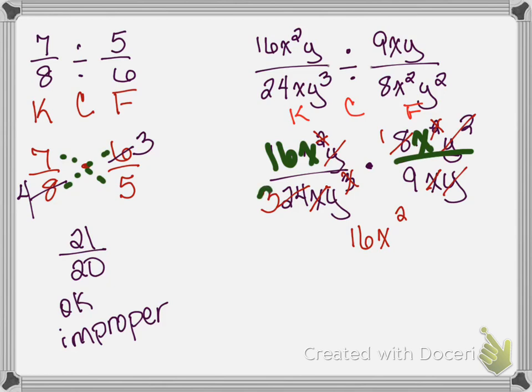In the denominator, I've got a 3. I have a y hidden right there. And then I have a 9. So in my denominator, I'm left with 27y.